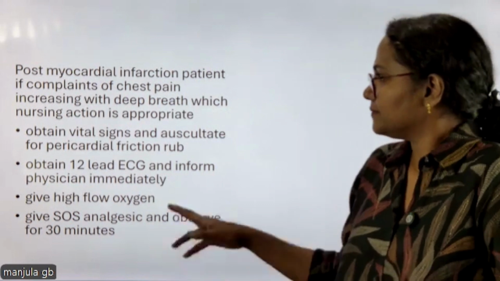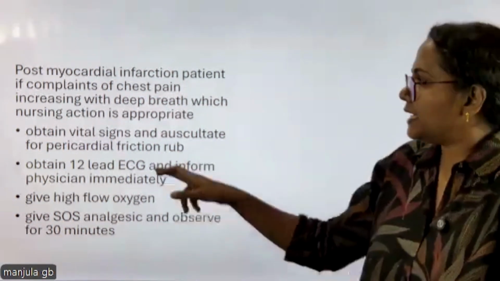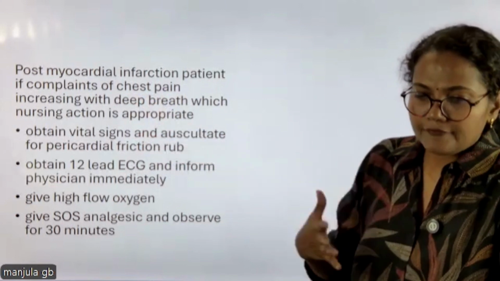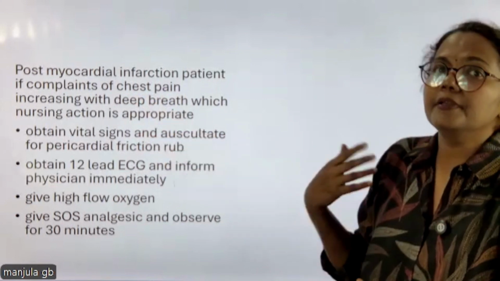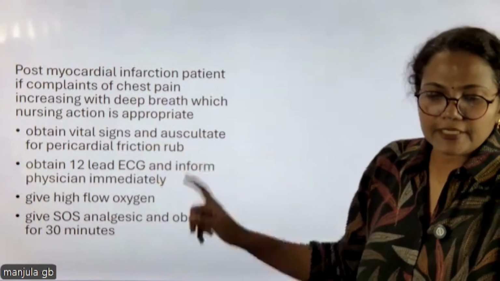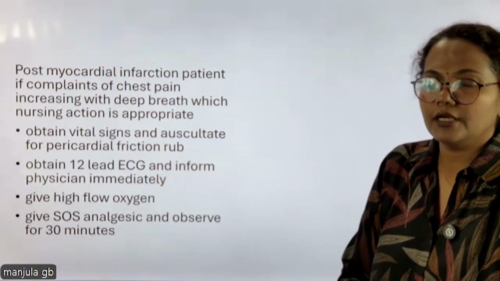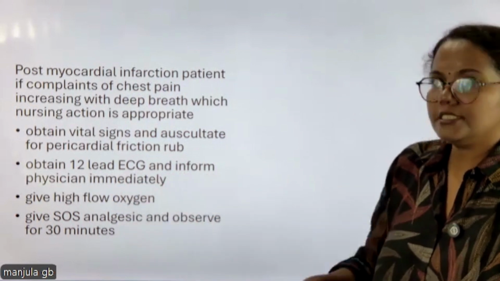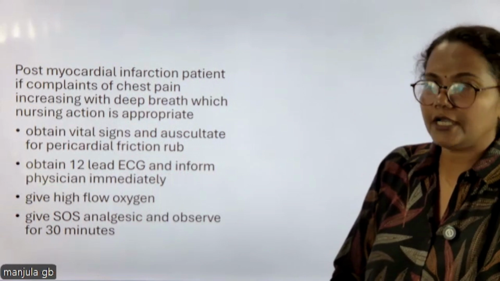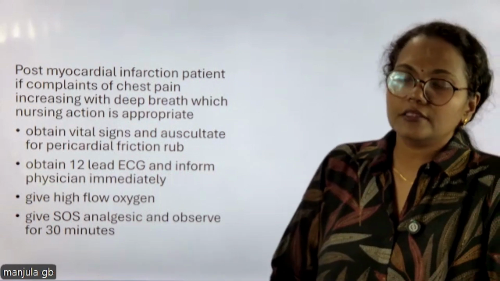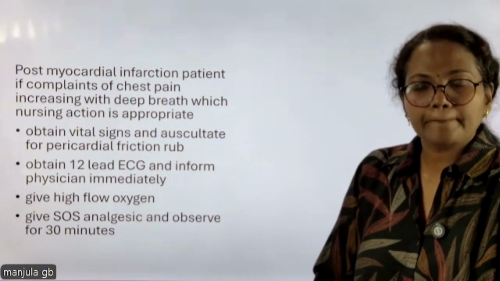Okay, we'll come to that. So after MI, he's getting chest pain every time he breathes deeply. So what should you do? Obtain vital signs and auscultate for pericardial friction rub. Obtain 12-lead ECG and inform the physician immediately. Give high flow oxygen. Give SOS analgesic and observe for 30 minutes.